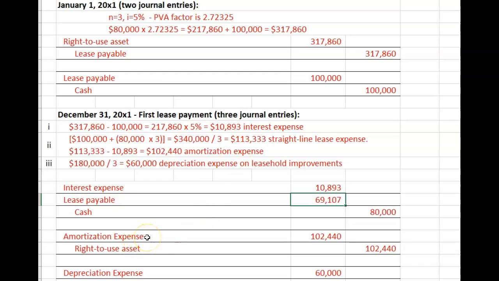Now, the amortization is slightly confusing because the $100,000 is muddying things up just a little bit. If you take the $80,000 times 3, that's pretty clear cut, and add the $100,000 to it, you have cash going out the door of $340,000. Divide that by 3, and you have a straight line lease expense of $113,333.